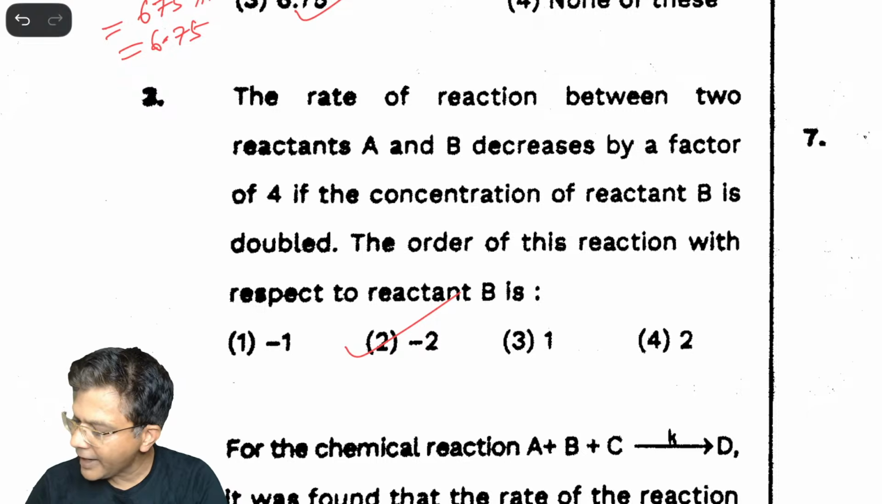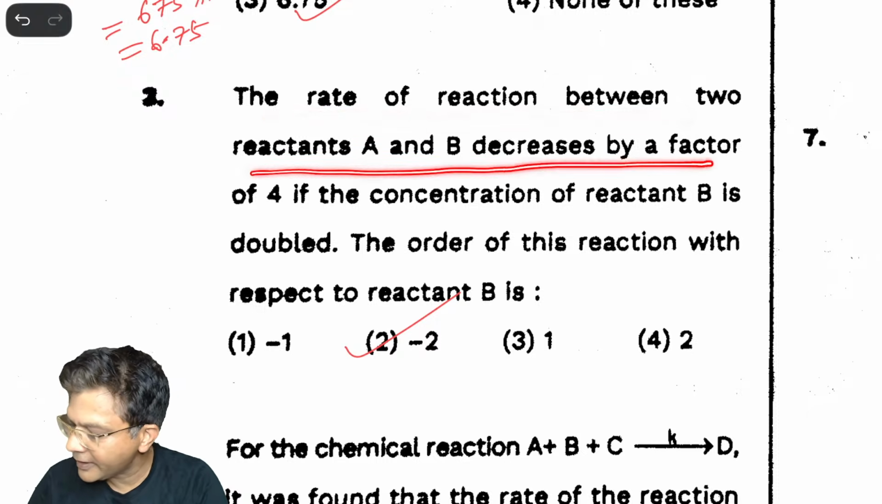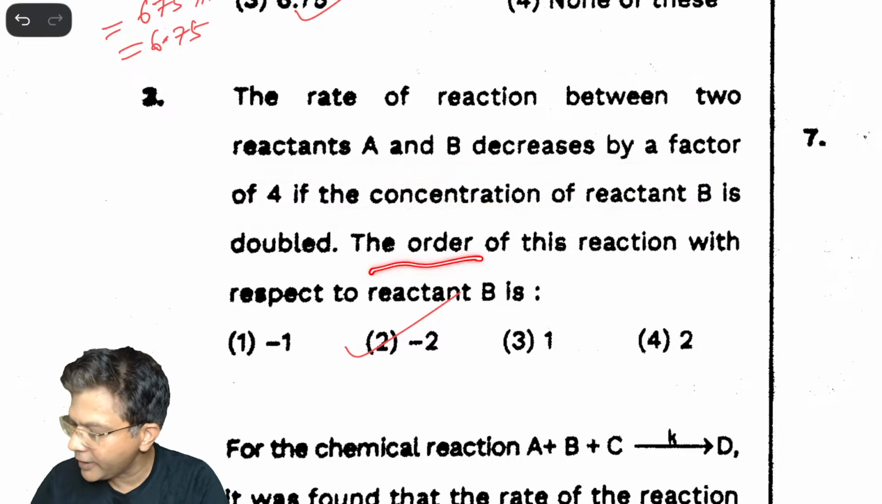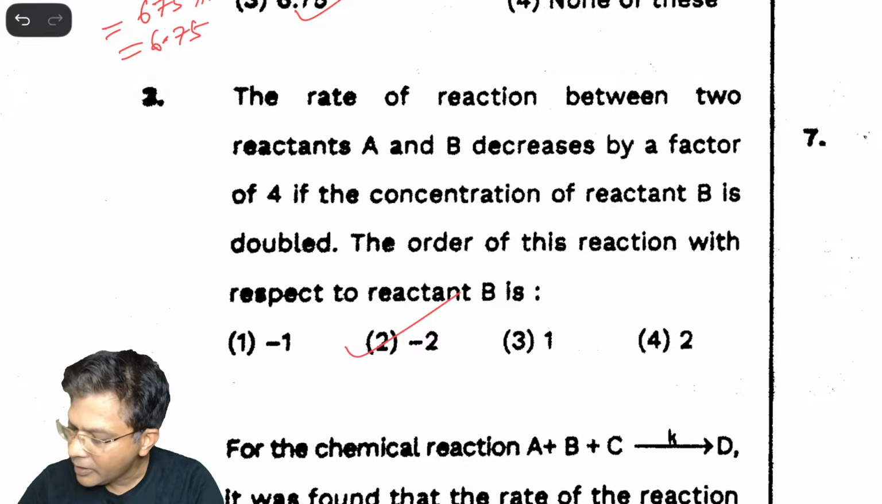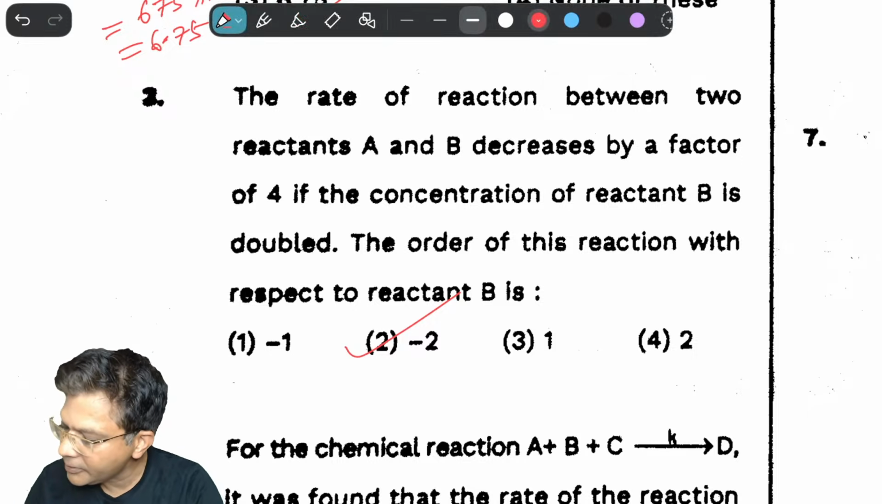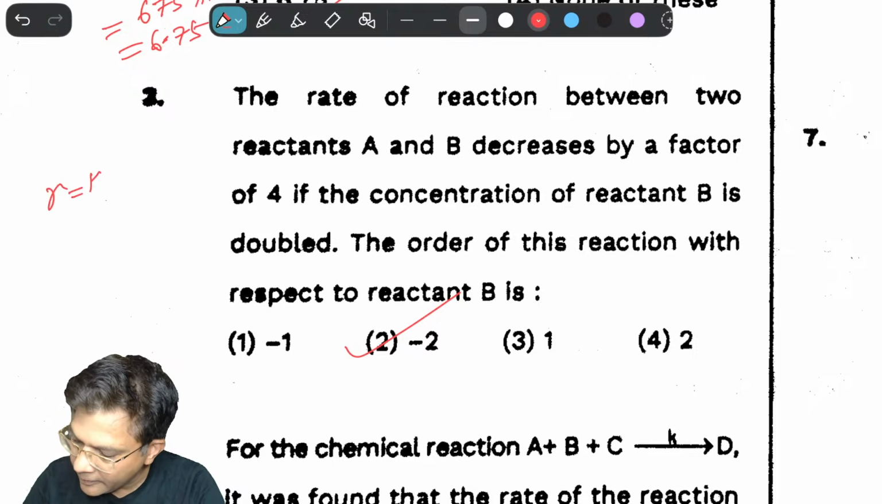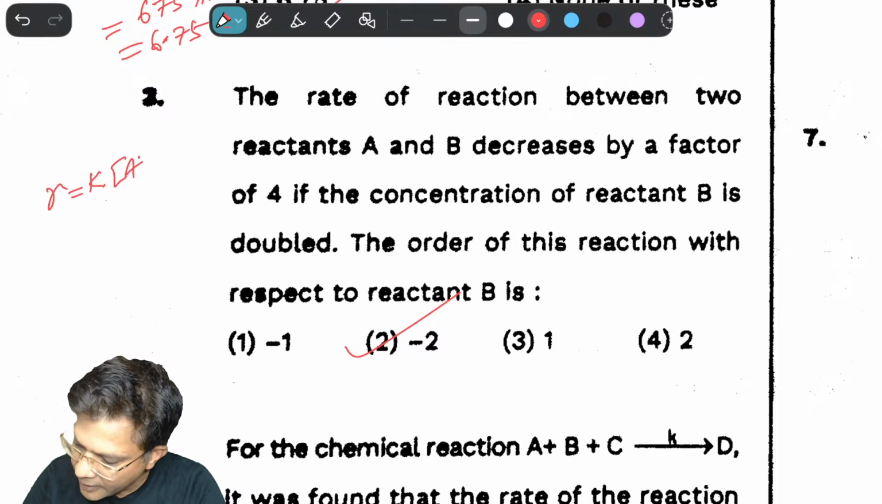The rate of reaction between two reactants A and B decreases by a factor of 4 if the concentration of reactant B... Okay, they have changed the type. Now see, the rate of reaction between two reactants A and B. So can I write R is equal to K, concentration of A raised to power X and B raised to power Y?